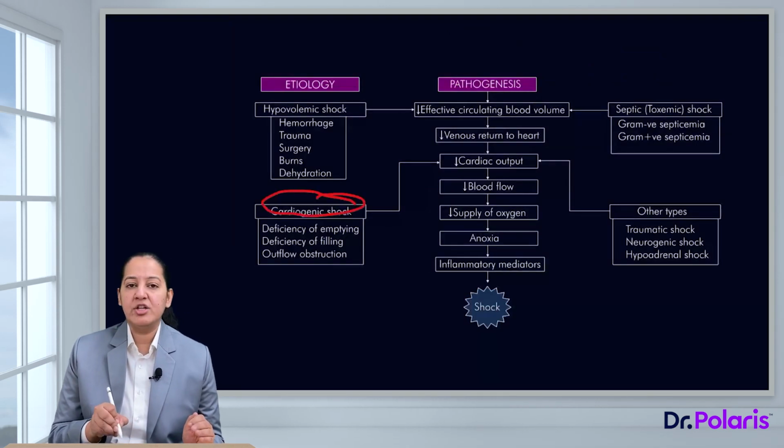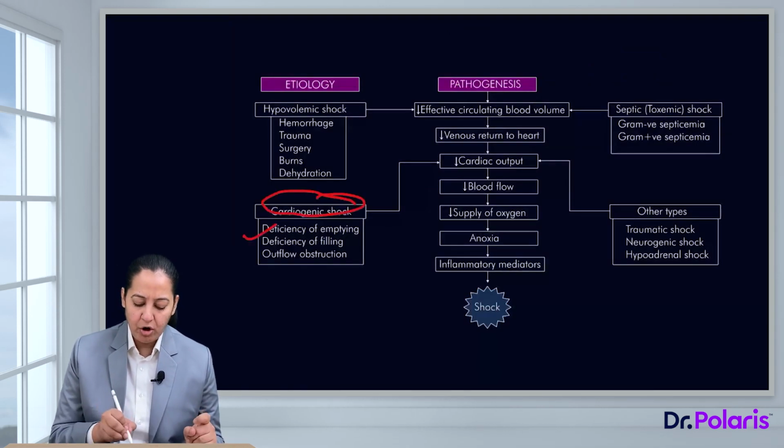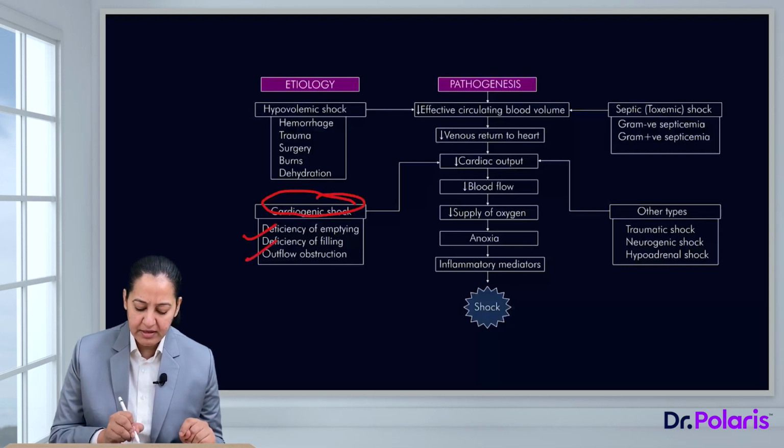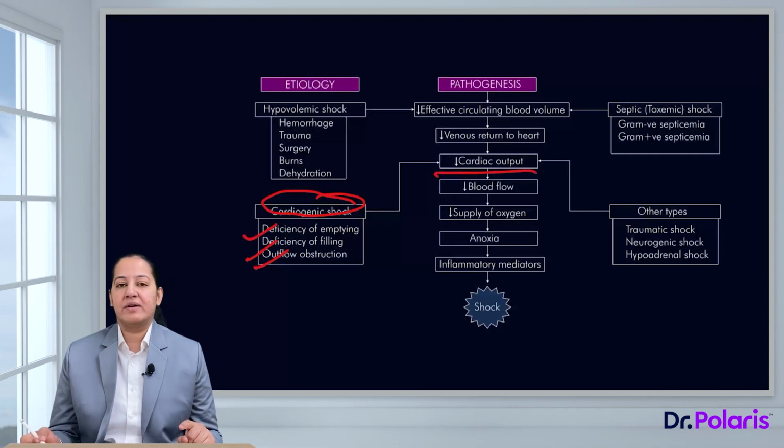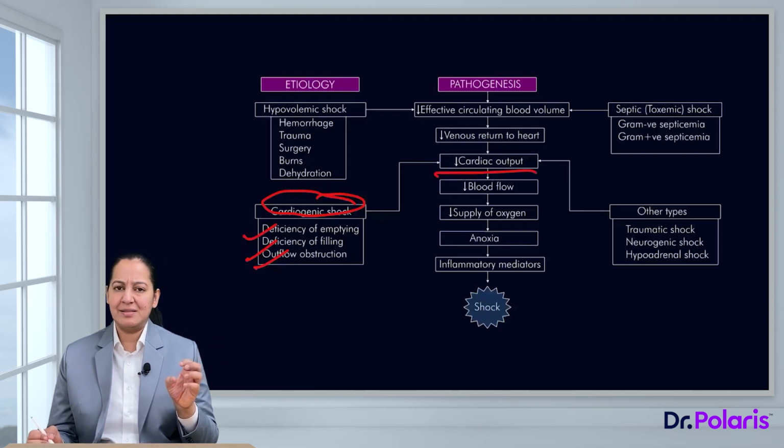If there is cardiogenic shock, either there is a problem in systole, or there is a problem in diastole, or there is a problem in outflow. That is filling defect, emptying defect, or it can be outflow obstruction. Due to any reason, the cardiac output is decreased. Now, most commonly you can see it is a systole defect.